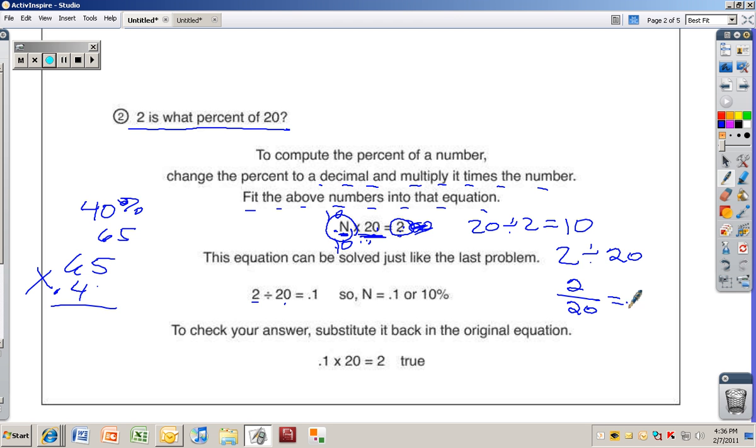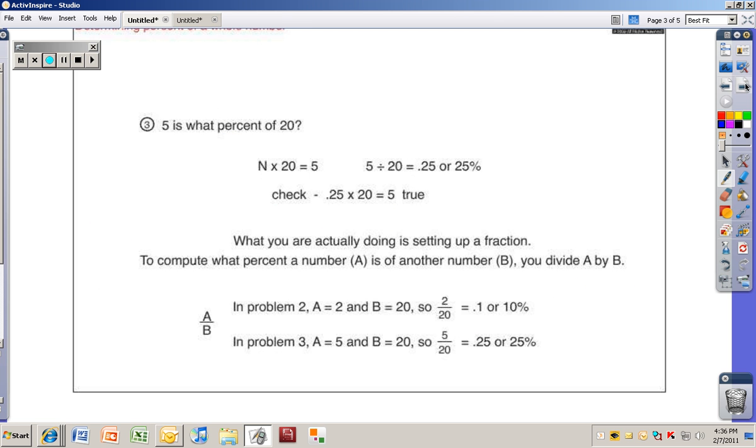Now if I want to change that into a percent, I could do this, couldn't I? 2 times 5, 10 hundredths, which is 10%. Or 0.1, 10%, same thing. All right, 5 is what percent of 20? Again, you're doing some number times 20 equals 5, because 5 is the small part. We're taking a percent of 20 to get 5. Now how do I get this? I'm going to do 5 divided by 20. And again, you could do it like this.